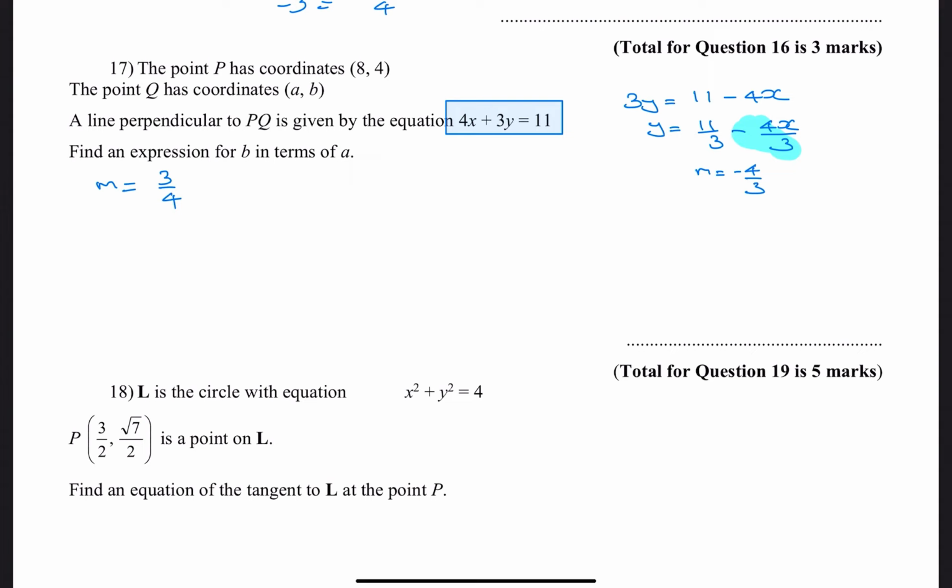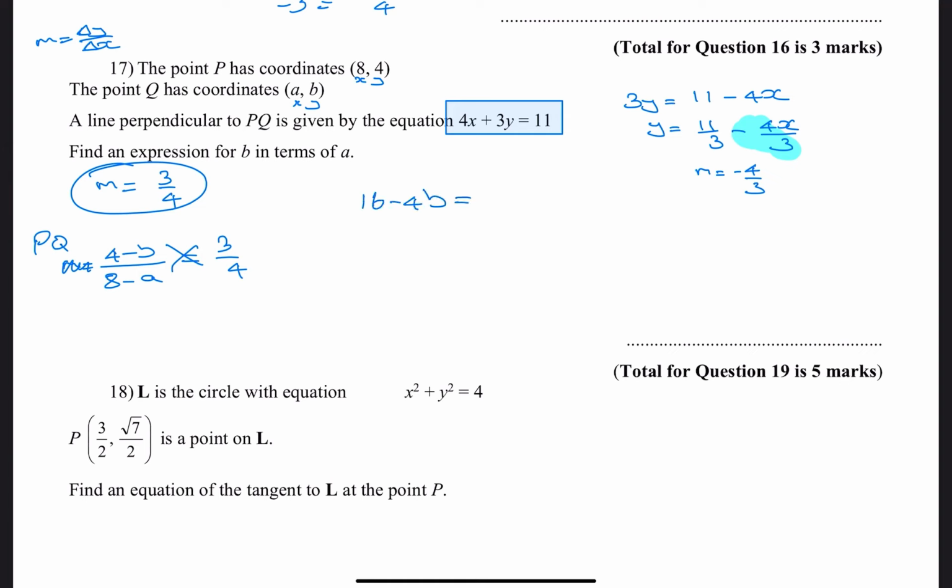What's the formula of gradient? Remember, m is change in y over change in x. Here, this is x, y. So what is your gradient of PQ? What is the change in y? 4 take away b, divided by change in x, 8 take away a. But remember, that should be equal to 3 over 4. What do we do? Get rid of this fraction. Cross multiply. That's 4 times 4 is 16 minus 4b equals 3 times, that's 24 minus 3a.